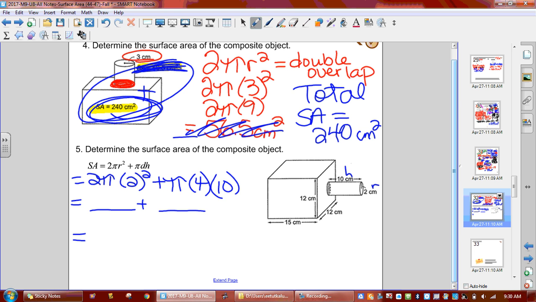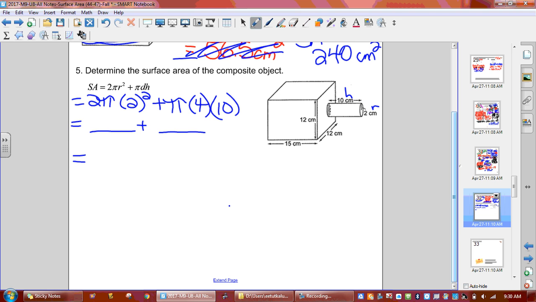Okay, so write the numbers down, put them where they belong. Let's leave it up here for you. This should give us 25.1, and this should give us 125.7. When we add that all together, we should get 150.8 centimeters squared.